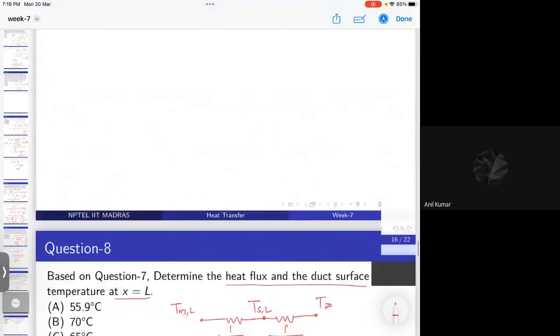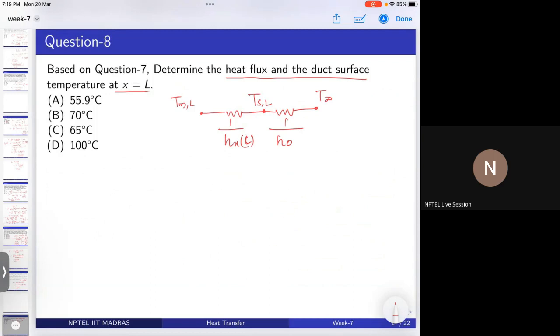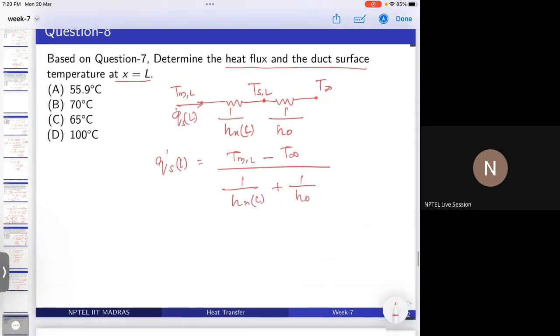If the inner diameter, outer diameter and thermal conductivity were given, we would have to consider that also. Here we are assuming a very thin duct wall, so there is no conduction resistance. So this is the heat flux q_sL, which we also have to find out. The heat flux at L is equal to (T_mL minus T infinity) divided by (1 by h_xL plus 1 by ho). ho we already know.